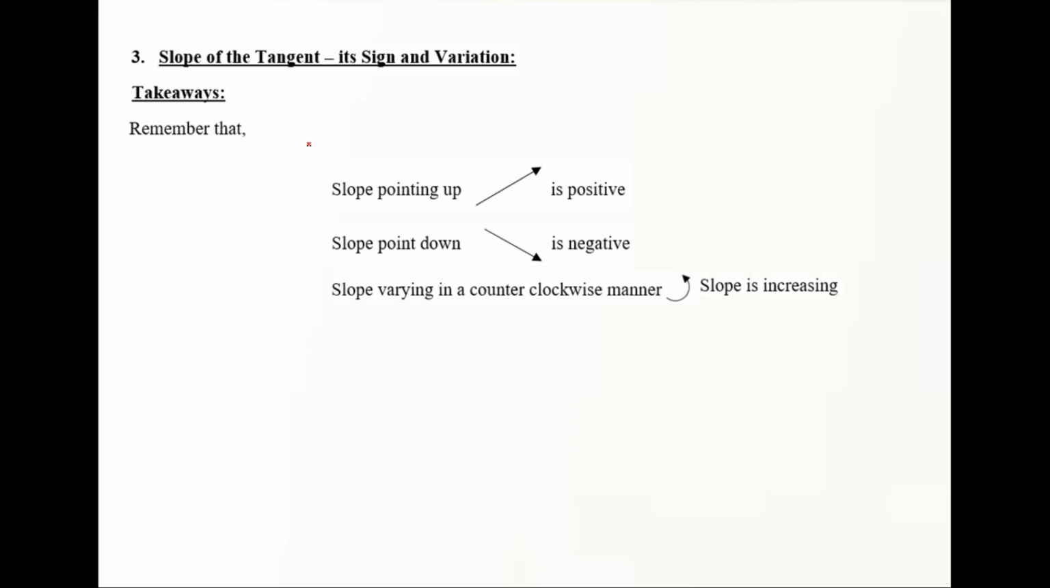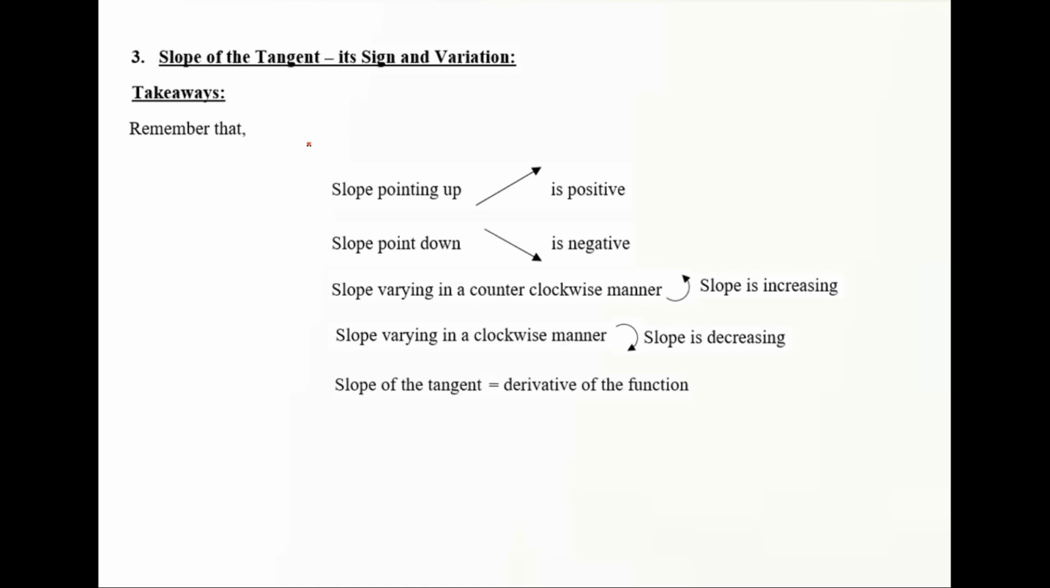Now what are the takeaways for section 3? Remember that if the slope is pointing up, then it's positive. If the slope is pointing down, then that would be a negative slope. Slope varying in a counterclockwise manner, then its variation is increasing. Slope varying in a clockwise manner, that would be a decreasing slope. And the slope of the tangent is equal to the derivative of the function.